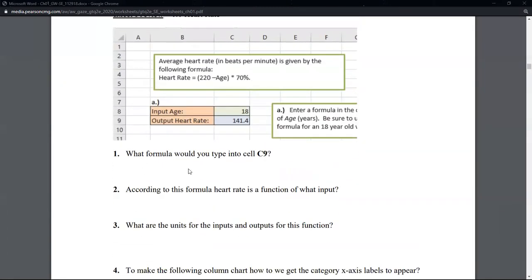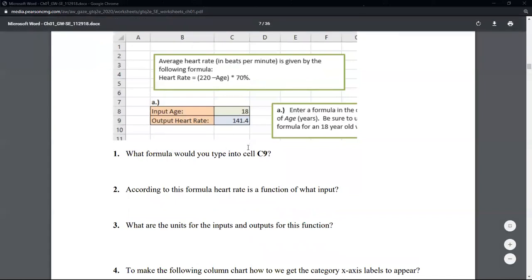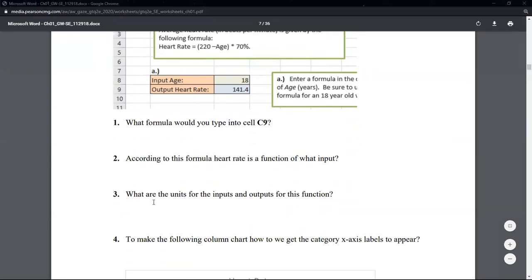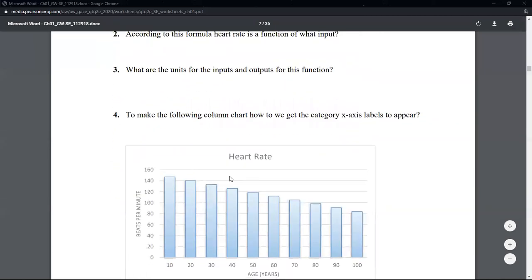So these questions just kind of guide you along the way. Hey, in this cell, what formula should you type? According to this formula, heart rate is a function of what input? What are the units? How do you make this chart appear?